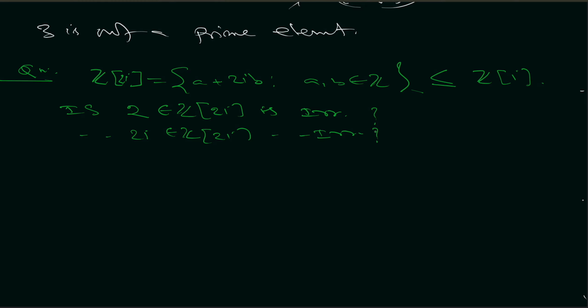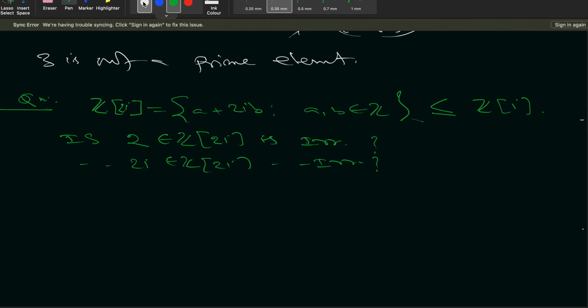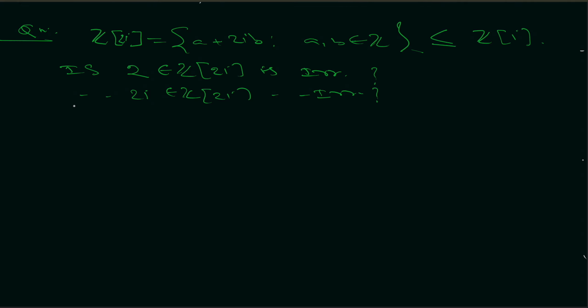See, you have to play with the norm actually. You just have to play with the norm. This is a simple exercise, a very easy exercise. I am giving you an idea, a very easy idea actually, what is called a solution. So suppose it is 2. Suppose 2 is irreducible or reducible; suppose 2 can be written as a plus 2ib times c plus 2id, isn't it?